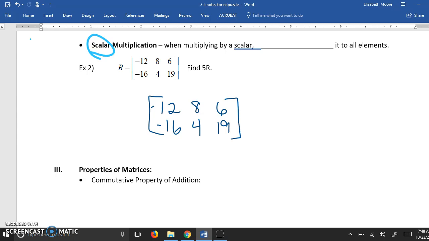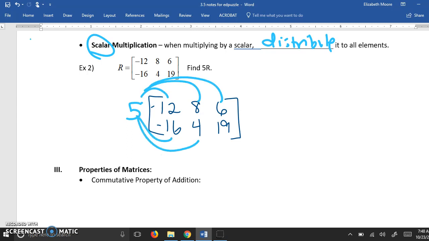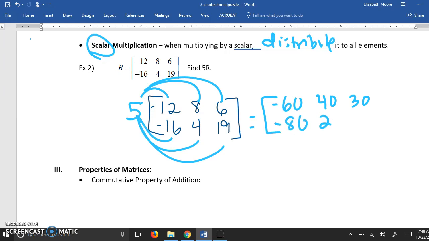So when we're multiplying by a scalar, we distribute it to all its elements, meaning multiply. So if I'm going to do 5 times this matrix, I'm going to multiply it to every single element. Size of the matrix is not changing, so I'm still going to have a 2 by 3 matrix, and I'll have -60, 40, 30, -80, 20, and 95.